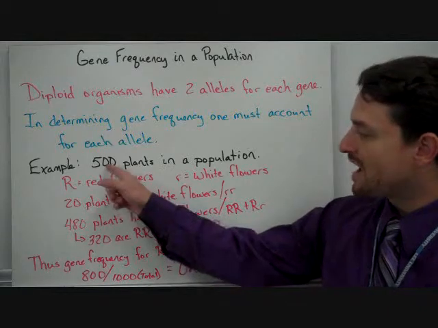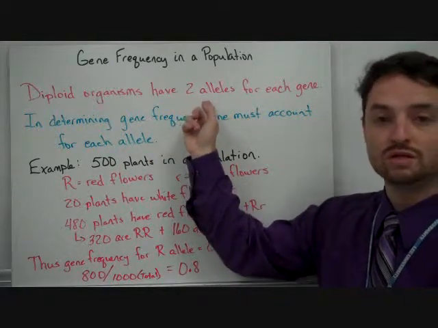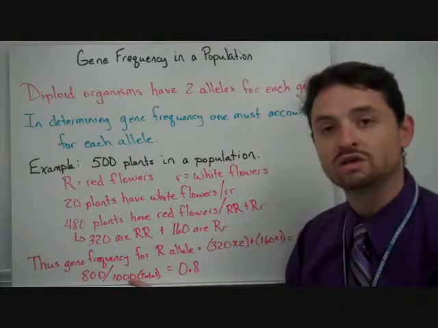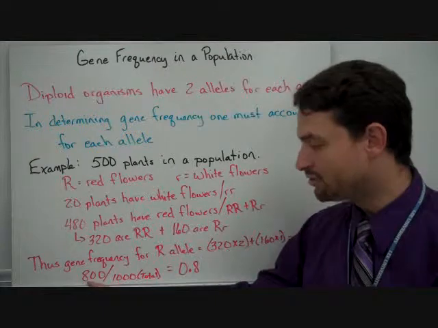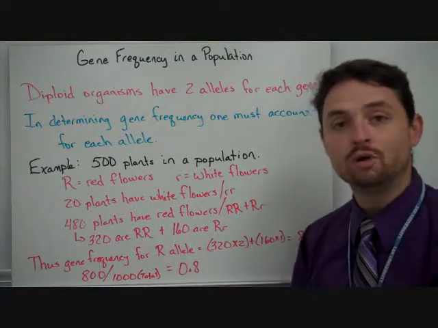Well, remember, there's 500 individuals. They're all diploid, which means they have two alleles for that particular gene. So we say there's 1,000 total alleles in the population. 800 of them are big R. So the frequency then would be 0.8.